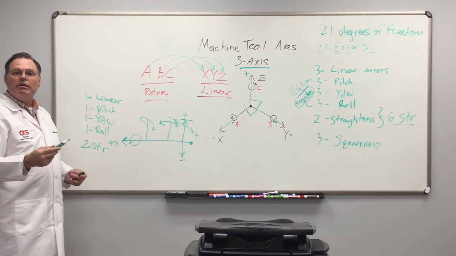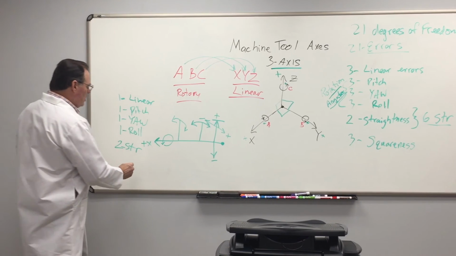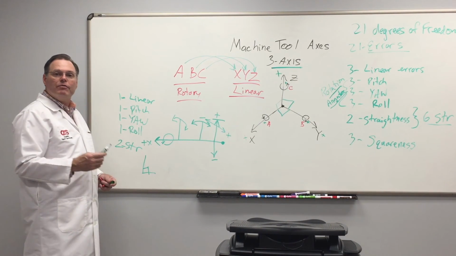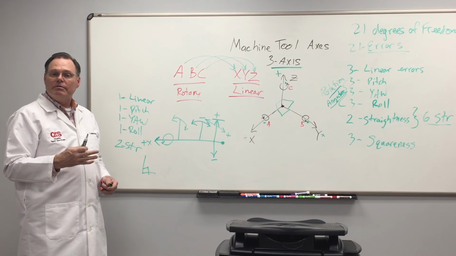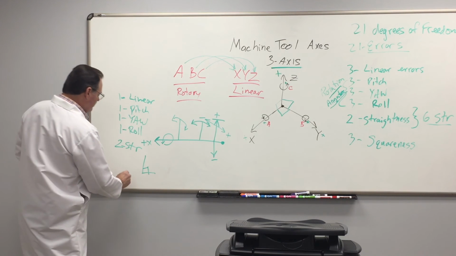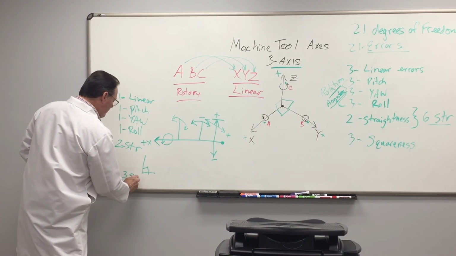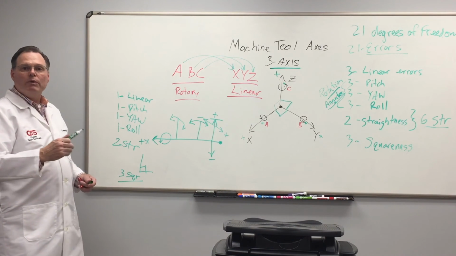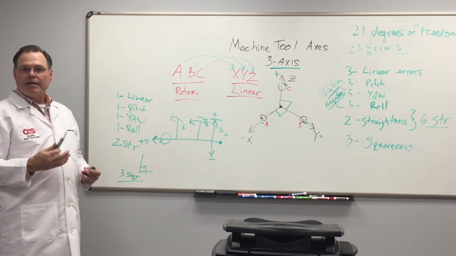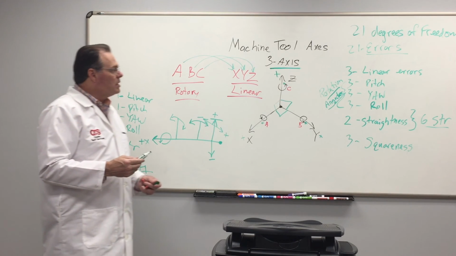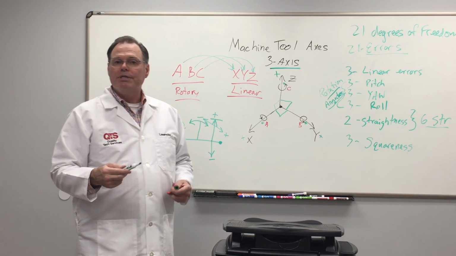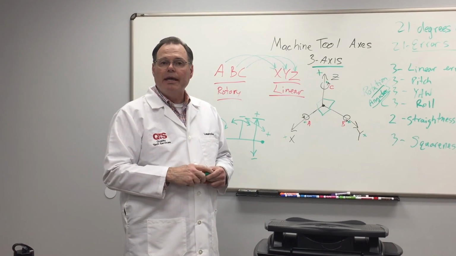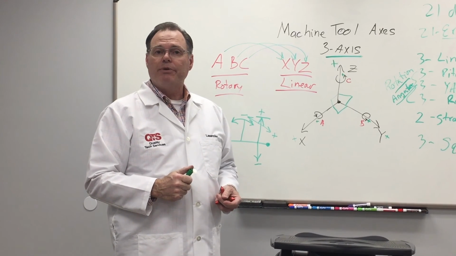And we put each linear axis together, we now create a square. So we have 3 axes, we put those together, we have 3 squares. So all in all, we have 21 different error combinations of each axis. So this concludes our talk about our 21 degrees of freedom, just a basic overview of the different axis nomenclatures and the error combinations associated with a 3-axis machine.